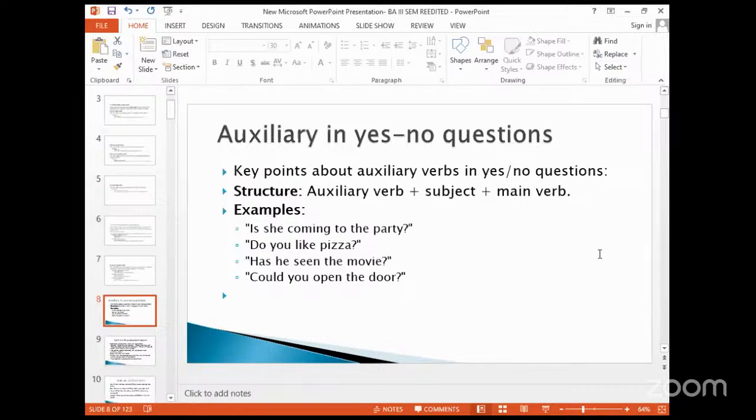Now, let us look into the auxiliary in yes-no questions. So, is she coming to the party? This is a yes or no question. Do you like pizza? Has he seen the movie? Could you open the door? So, look at these helping verbs which help in framing a question, which are called yes-no questions.